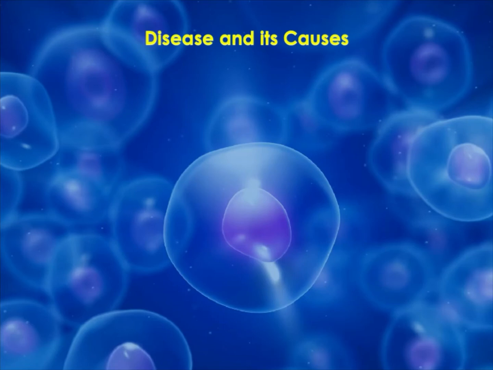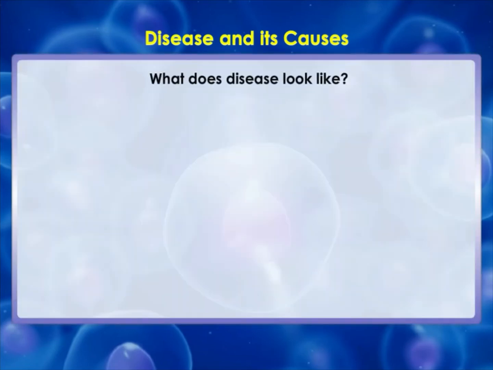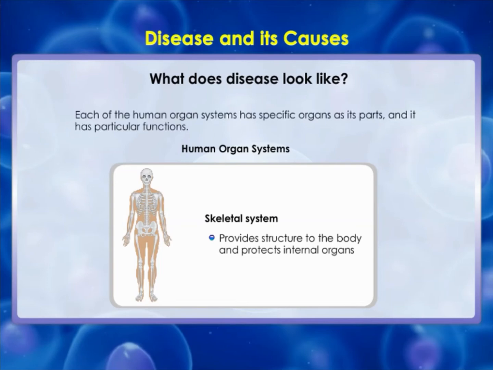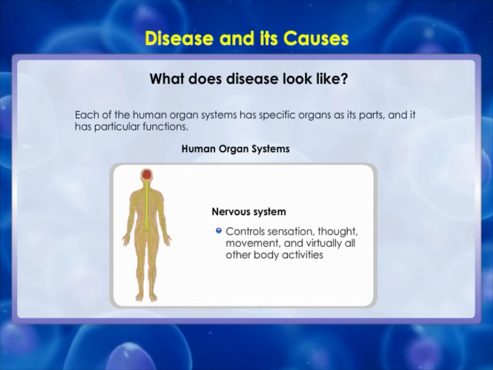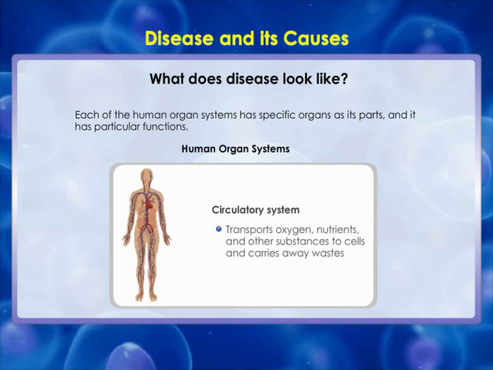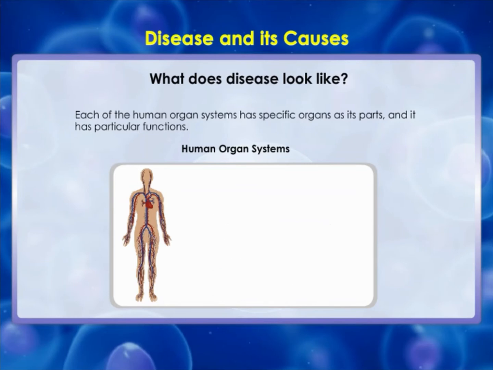Disease and its causes. What does disease look like? The tissues make up physiological systems or organ systems that carry out body functions. Each of the organ systems has specific organs as its parts, and it has particular functions. So, the digestive system has the stomach and intestines, and it helps to digest food taken in from outside the body. The musculoskeletal system, which is made up of bones and muscles, holds the body parts together and helps the body move.